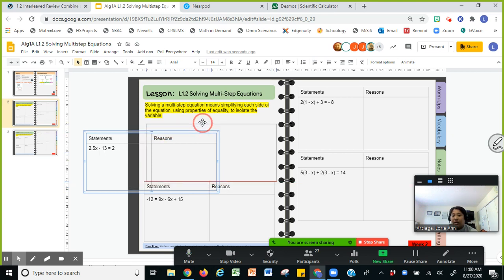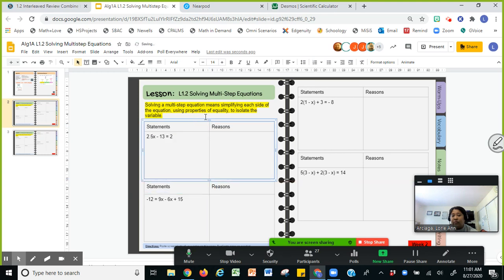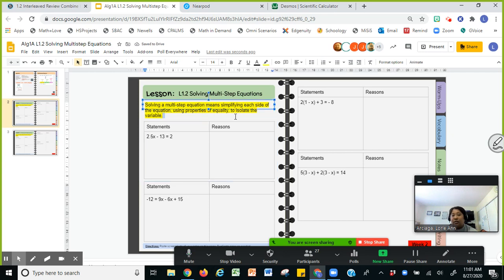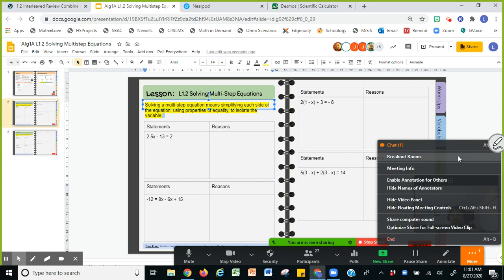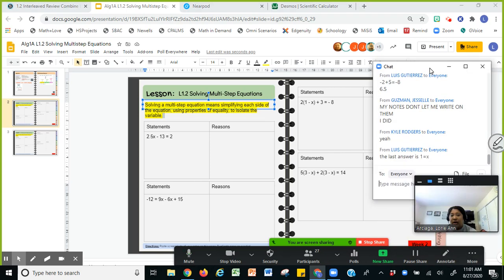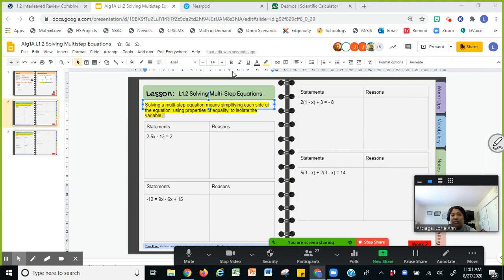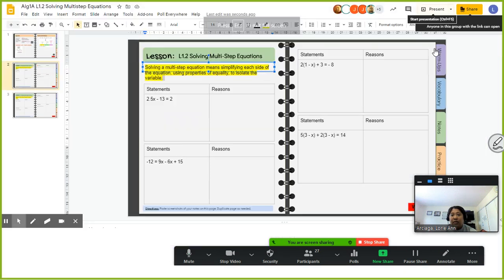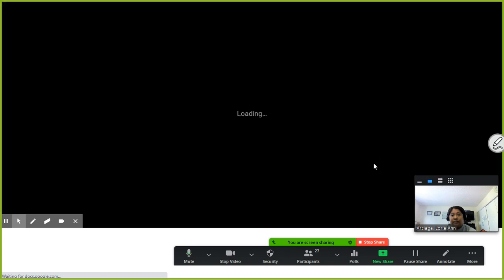So we can be very creative about this one. Do whatever works for you, because we do have different circumstances right now, so you cannot write it the same way as I'm writing, but you can type or you can take a picture later. So yeah, I hope that clarified a little bit. And the last answer is x is equal to 1. Thank you for getting me back on track, Luis. I will go back to this again.